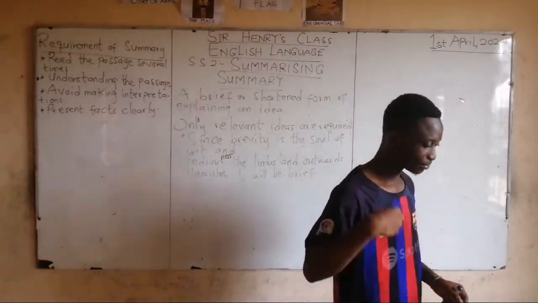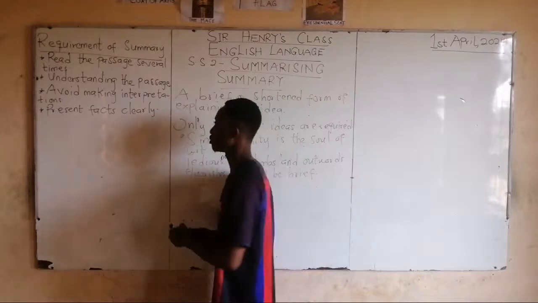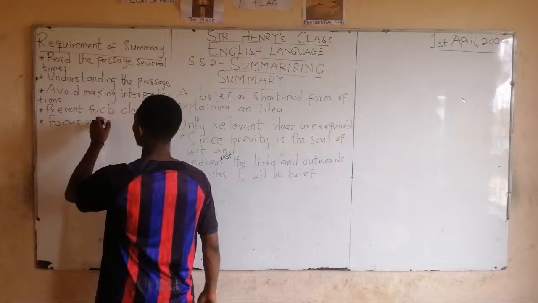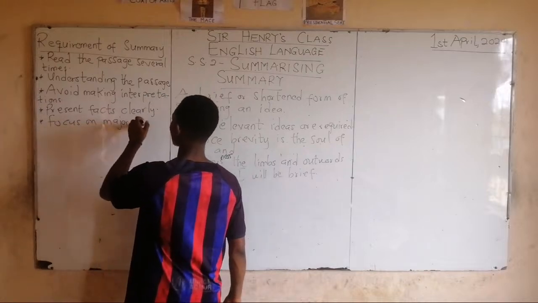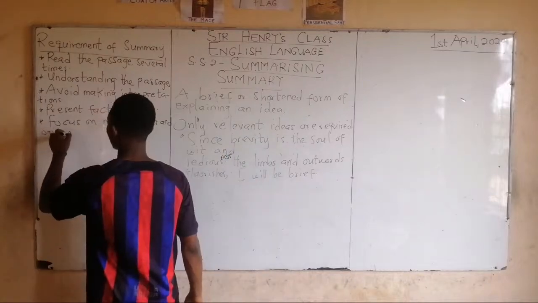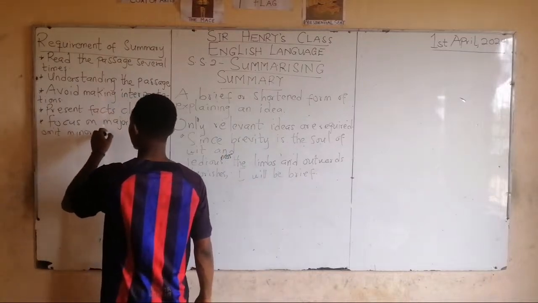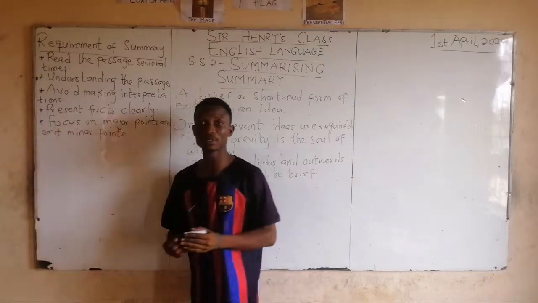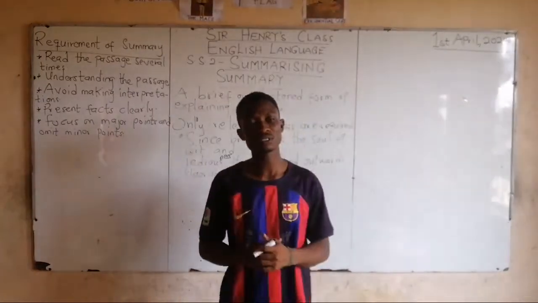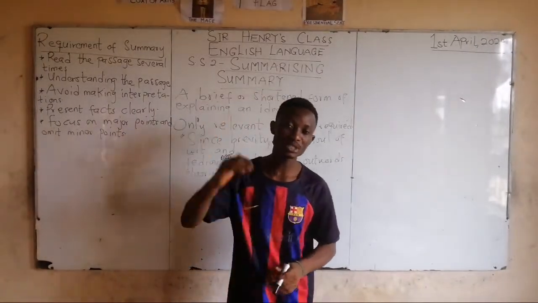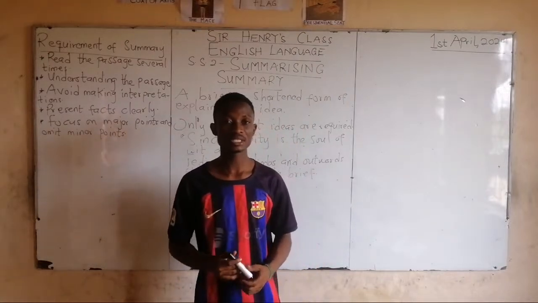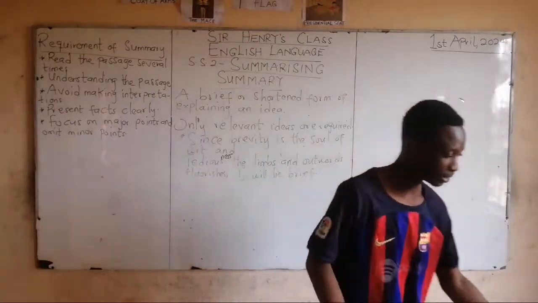The next one: focus on major points and omit minor points. It's very important in summary. You always omit or forget about the minor points and concentrate on the major points, the major points of the passage. You always concentrate on that.